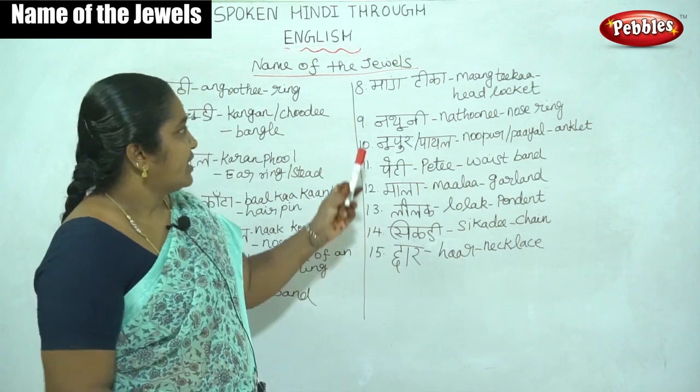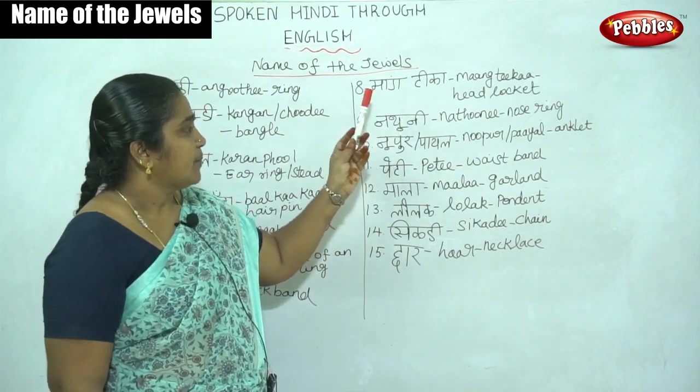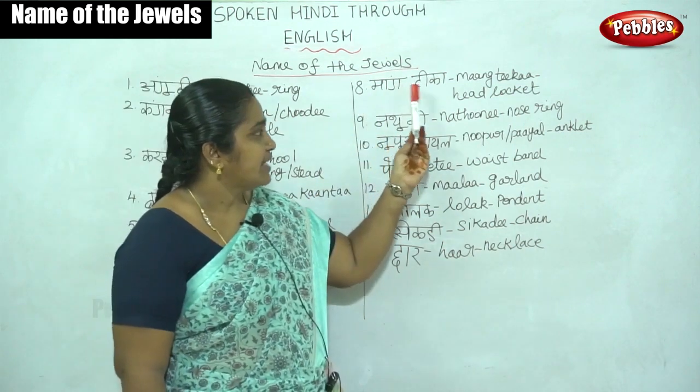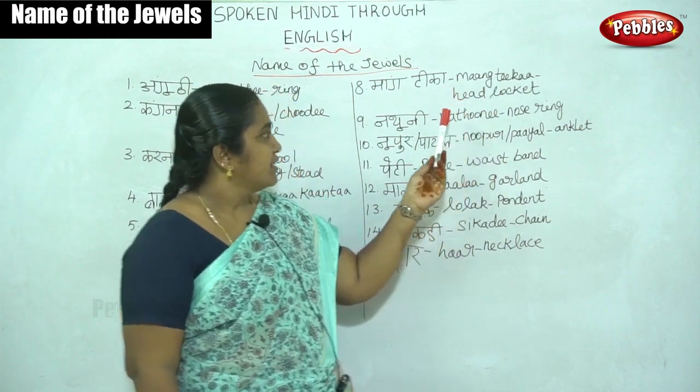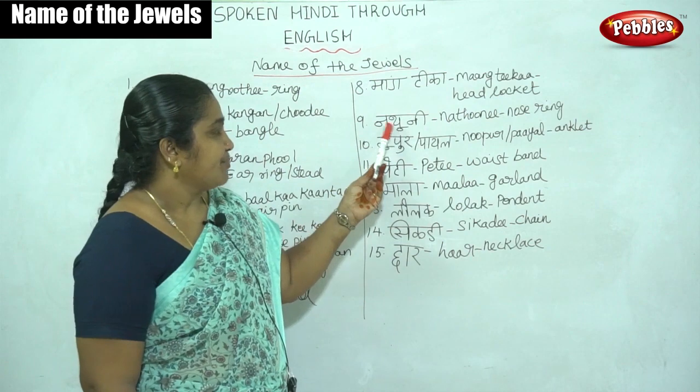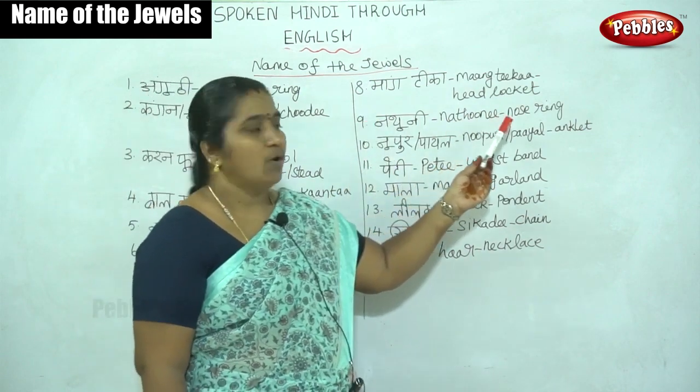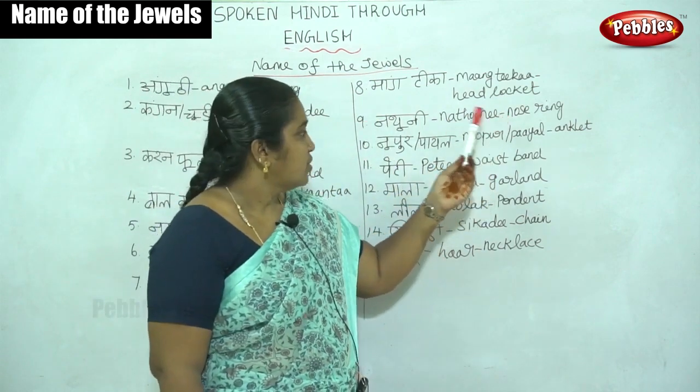Now the next one is mang tika. Mang tika is a head locket. Then natuni. Natuni is a nose ring.